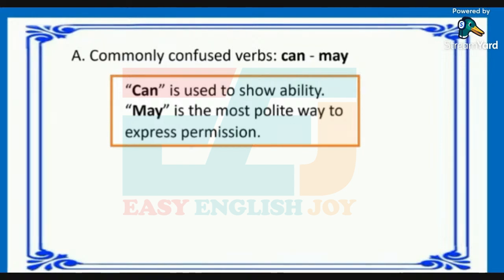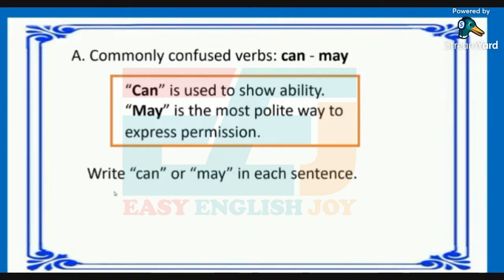The next is a practice exercise on the use of can and may. There are 10 items for you to answer, and you have 5 seconds before I'm going to give the answer for each item. If you think 5 seconds is not enough, you can pause the video before going on to the next item. Alright? So, write can or may in each sentence. Number 1, 5 seconds.